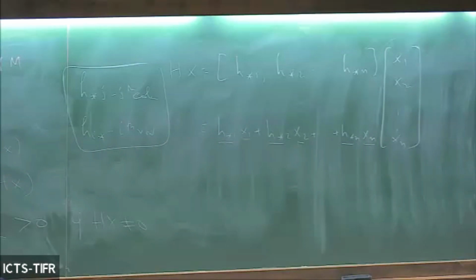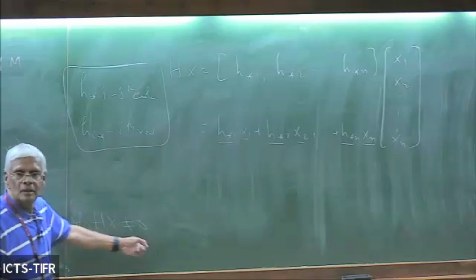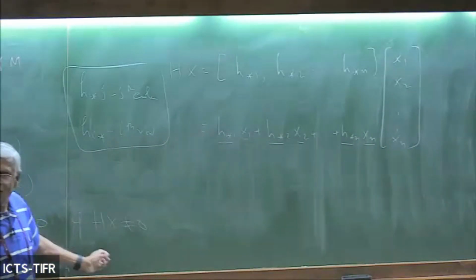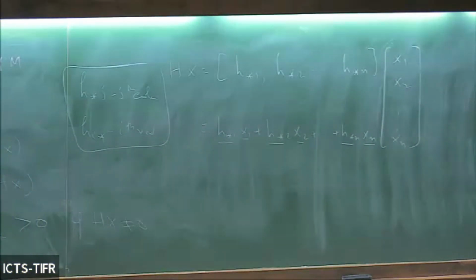When can a linear combination of the columns of H never be zero? That's a condition. So in order that this is not zero, I need to establish that the linear combinations of the columns of H can never vanish for any X. H's are fixed, any X. That can happen only when the columns are linearly independent.